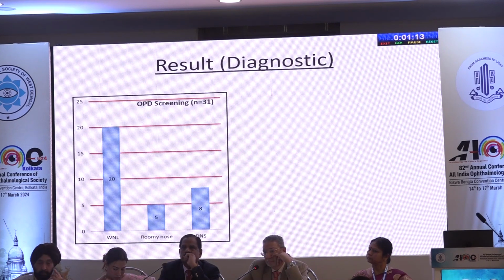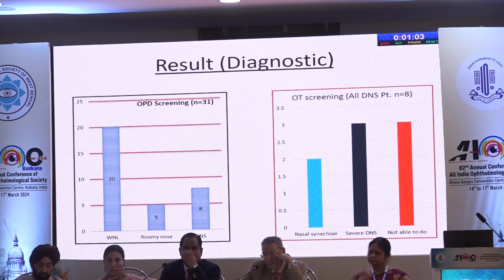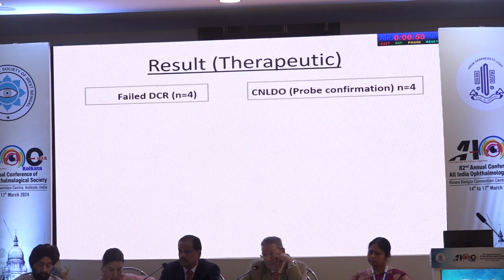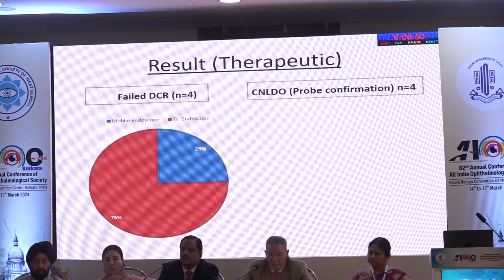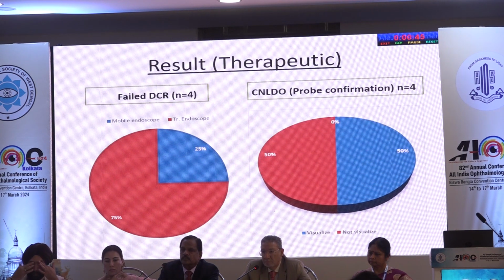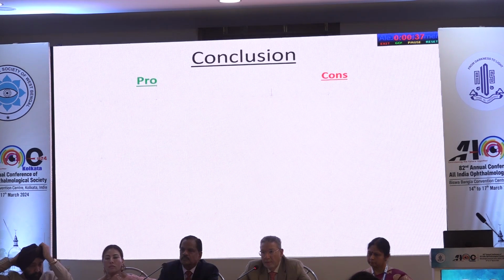And what is the result? For diagnostic purposes, 20 cases were within normal limits, 5 cases were roomy nose, and 8 cases were DNS. All DNS cases were screened in the OT, and out of that, 2 cases had nasal synechia, 3 cases had severe DNS, and 3 cases we were not able to do. For therapeutic purposes, in failed DCR, 1 case we were able to manage with the mobile endoscope, and 3 cases I managed with the traditional endoscope. For CNLDO, in 2 patients we were able to see the probe and in 2 patients we were not able to see it with the mobile endoscope.